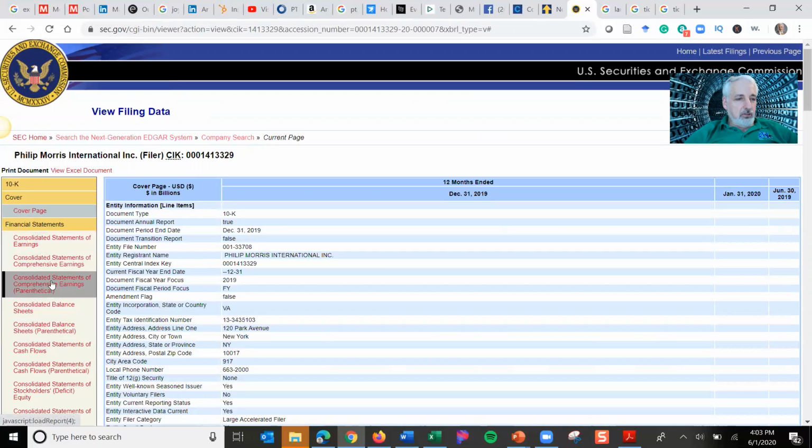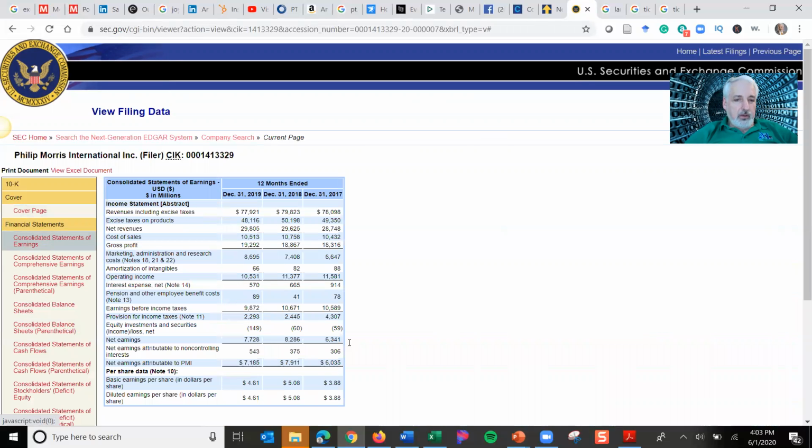Well, let's see. Which of these is my income statement? It doesn't say income statement, but let's look at statement of earnings. Oh, it has revenues. It has expenses. It has down to here net income. Net income of this is in millions, so we get $7 billion net income, down from last year, 7.9 billion, December year end 2018, up from 6 billion even, in the previous year. So they made $7 billion bucks.